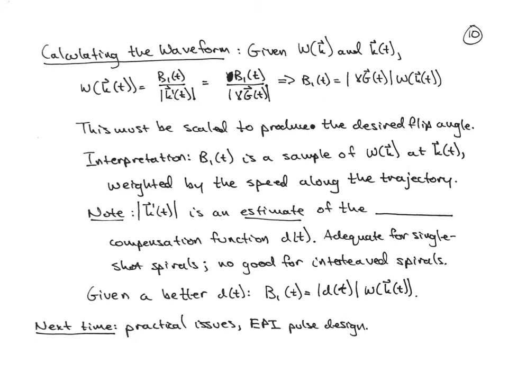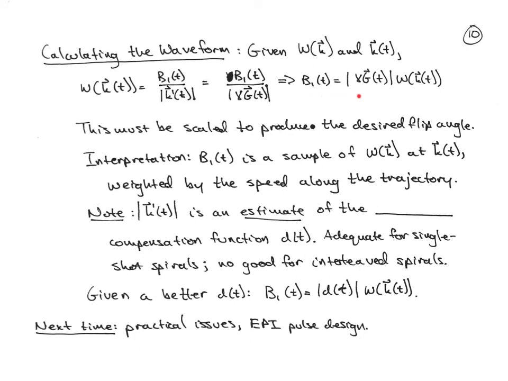Okay, so again, to calculate the waveform, once you've got the weighting function that you want to generate and the k-space trajectory, you take the known weighting function and the known gradient function, and you can get b1 of t by multiplying gamma times the gradient amplitude times the weighting function sampled onto the trajectory. This does have to be scaled to produce the desired flip angle, so you can do that by simulating it, integrating it, etc., to calculate the flip angle in the middle, and then you scale the pulse to get the flip angle you want.